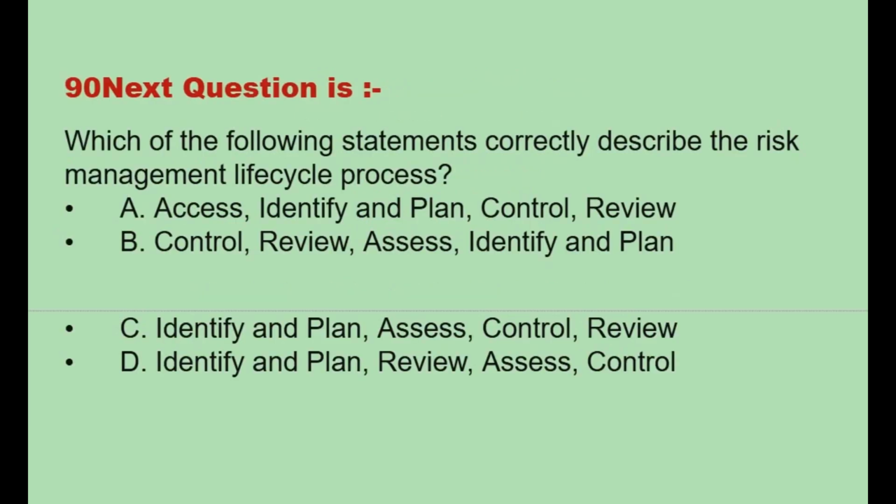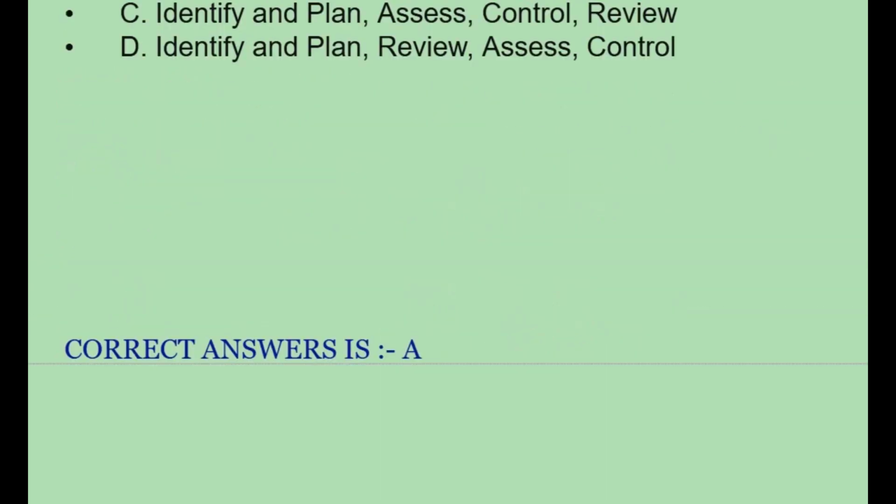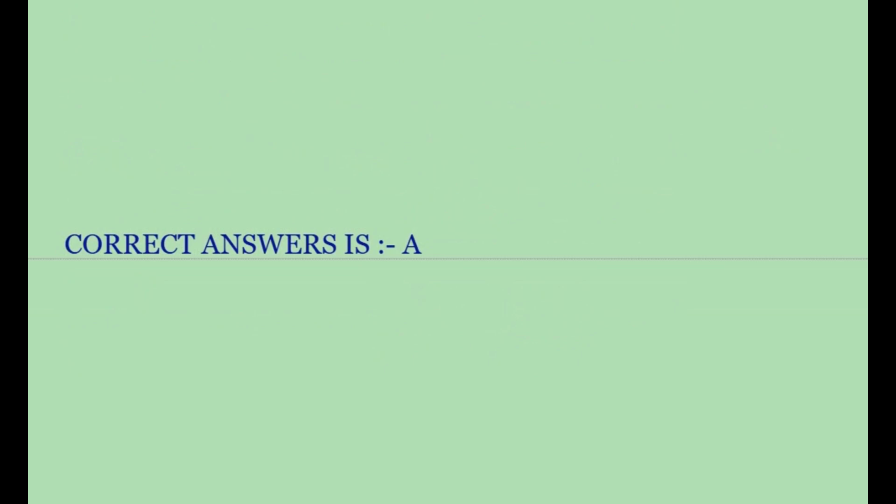Question is, which of the following statements correctly describe the risk management life cycle process? Option A, assess, identify and plan, control, review. Option B, control, review, assess, identify and plan. Option C, identify and plan, assess, control, review. Option D, identify and plan, review, assess, control. Correct answer is option A.